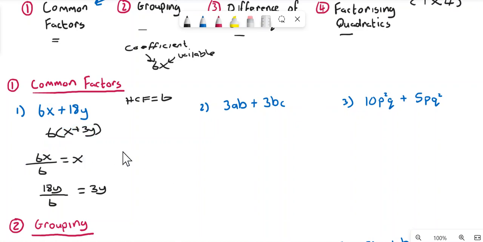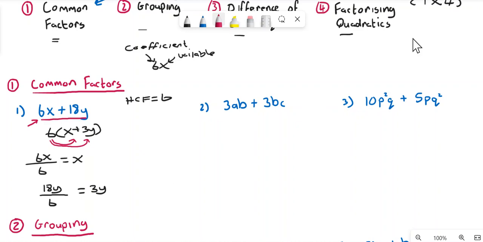And then basically what happens is, we've taken this expression here, and we have factorized it. So what we can say then is if we take this, so this is this factorized, and multiply it out, so for example 6 multiplied by x and then 6 multiplied by 3y, it will give me back this expression here.